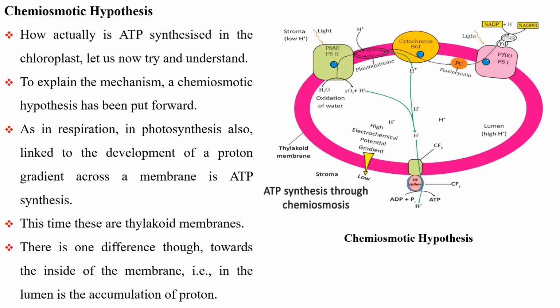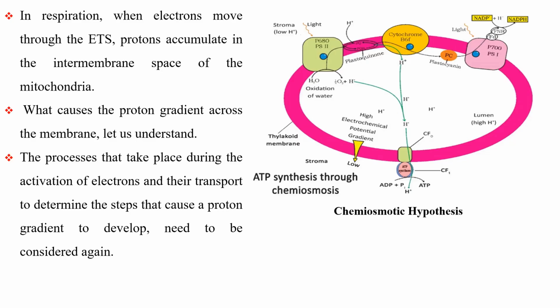There is one difference though: towards the inside of the membrane, that is in the lumen, is the accumulation of protons. In respiration, when electrons move through the ETS, protons accumulate in the intermembrane space of the mitochondria. What causes the proton gradient across the membrane? Let us understand. The processes that take place during the activation of electrons and their transport, the steps that cause a proton gradient to develop, need to be considered again.